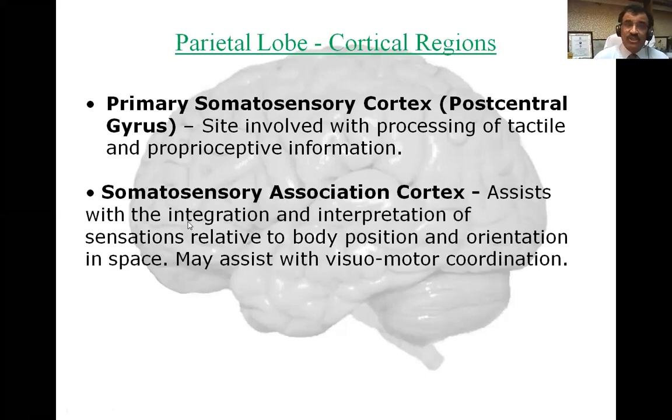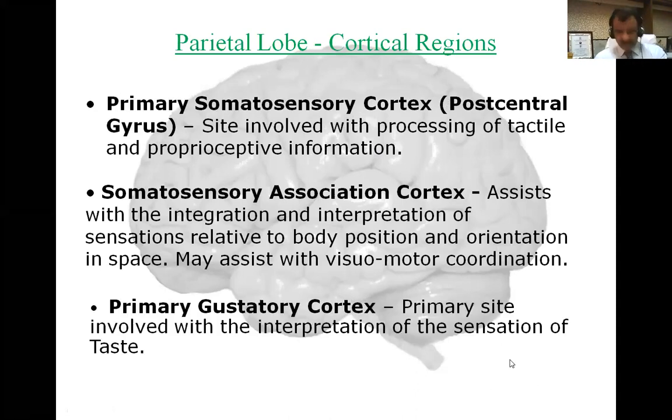So these are all general sensations. And it is also provided with the somatosensory association cortex. So one is primary, the other is secondary, so it is called association. It assists with the integration and interpretation of the sensations relative to body position and orientation in space, and may assist with visuomotor coordination also. And for this purpose, we get areas 5 and 7. So 3, 1, 2 on the post-central gyrus, and behind that, there will be 5 and 7.